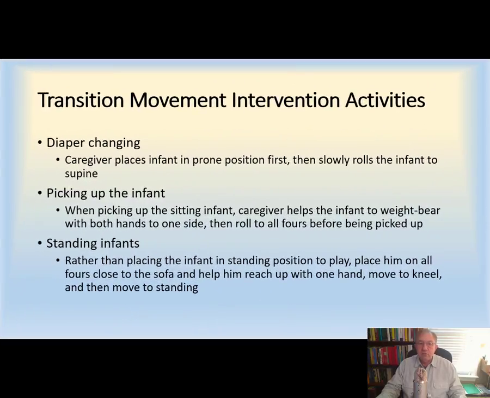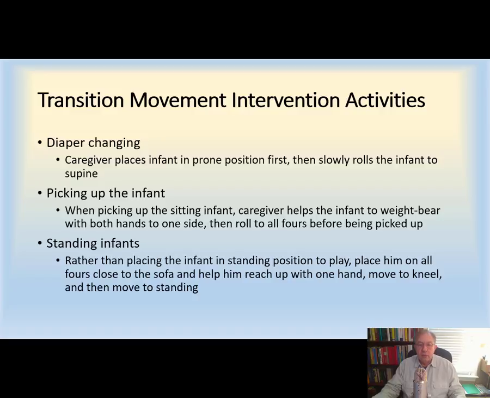The transition movement intervention activities that really can help very early on with the very young infant. These are things that we can talk to parents about and can really help develop the child. During diaper changing, the parent or the caregiver places the infant in a prone position first and then slowly rolls the infant into a supine position. And that's building muscles and demonstrating what the movement is.